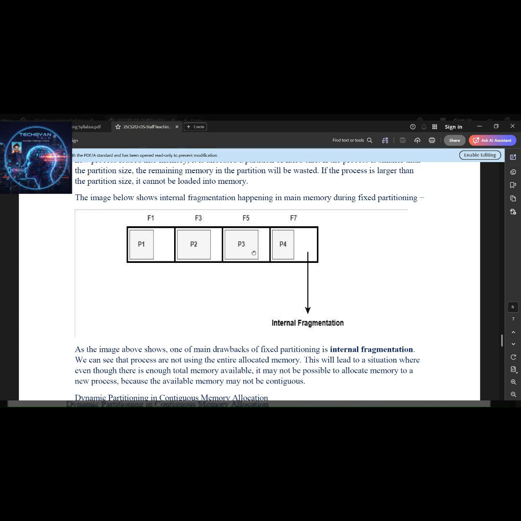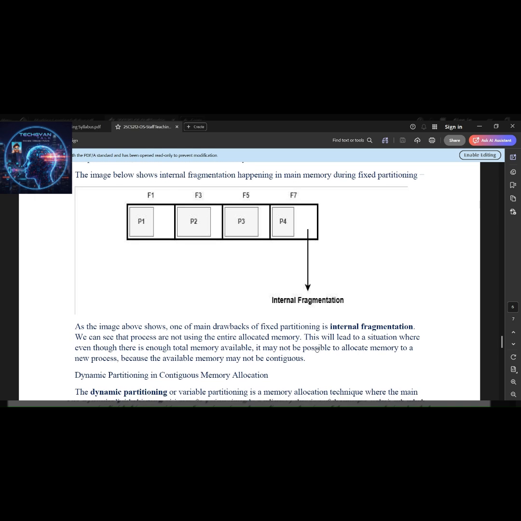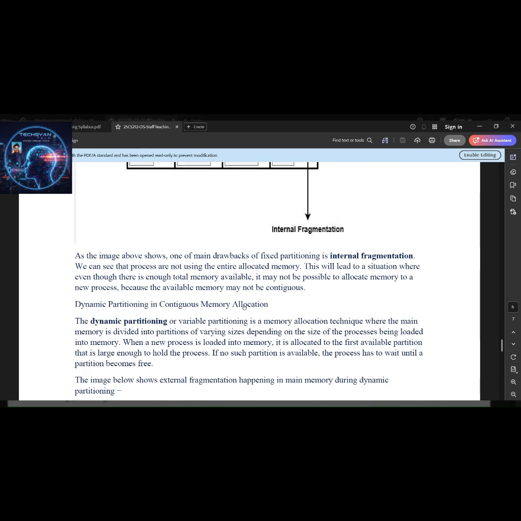The image below shows the internal fragmentation happening in the main memory during fixed partitioning. As the image shows, one of the main drawbacks of fixed partitioning is internal fragmentation. We can see that a process is not using the entire allocated memory. This will lead to a situation where, even though there is enough total memory available, it may not be possible to allocate memory to a new process because the available memory may not be contiguous.